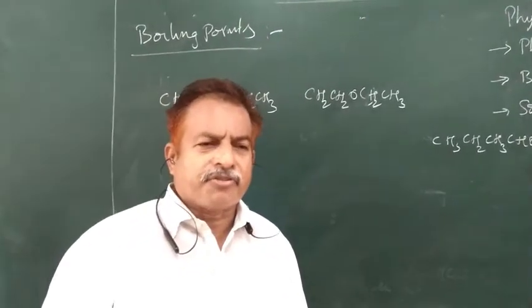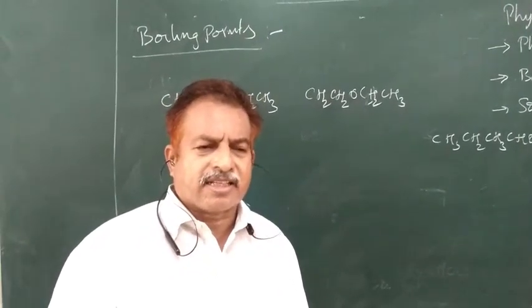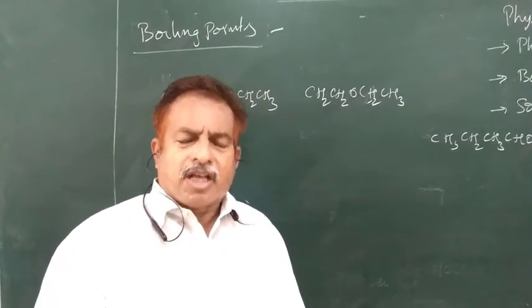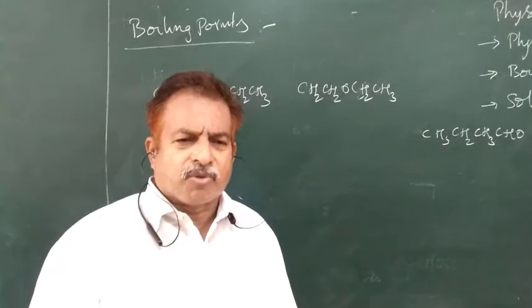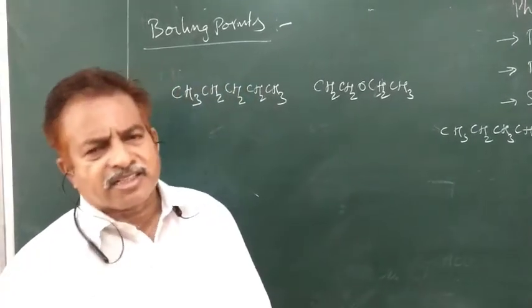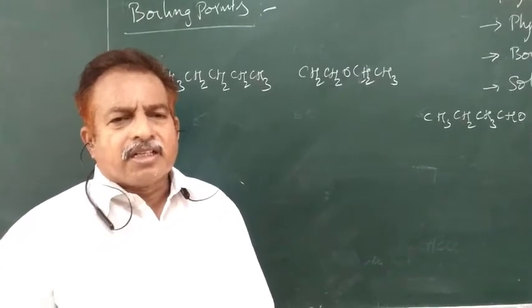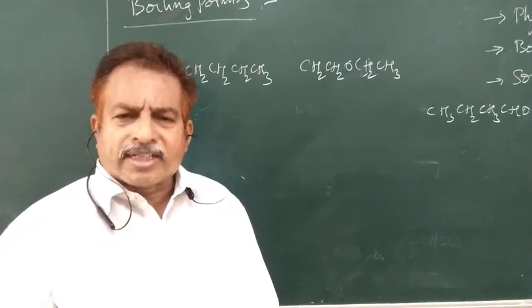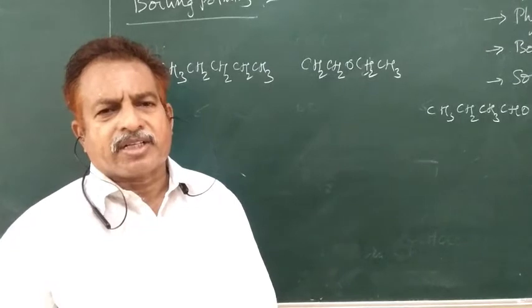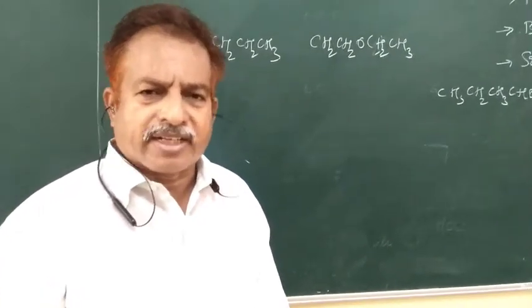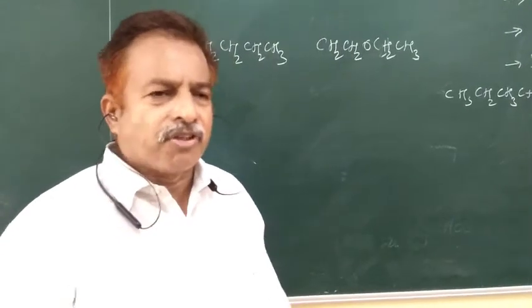Why are the boiling points of aldehydes lesser than the corresponding alcohols? We know that in alcohols, hydrogen bonding exists among the molecules, whereas in aldehydes, such hydrogen bonding does not exist. It has only dipole-dipole interactions. The dipole-dipole interactions are weaker than hydrogen bonding. Because of this, the boiling points of aldehydes are lesser than that of alcohols.